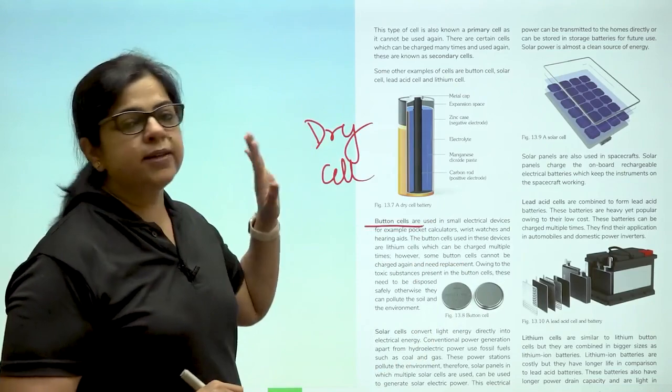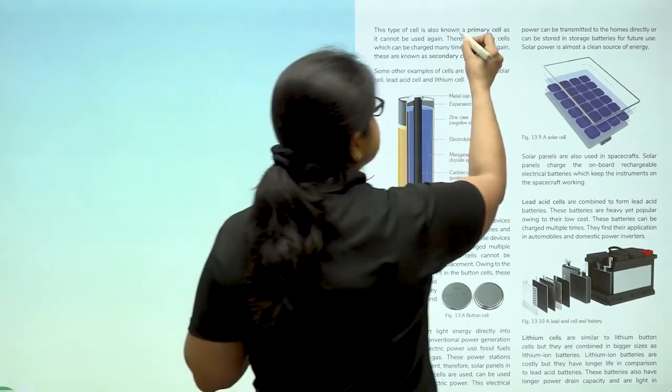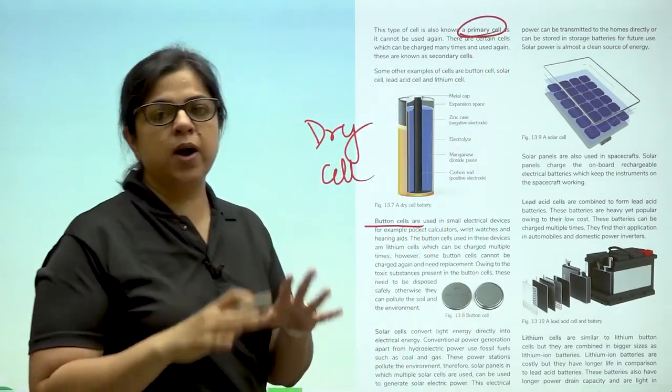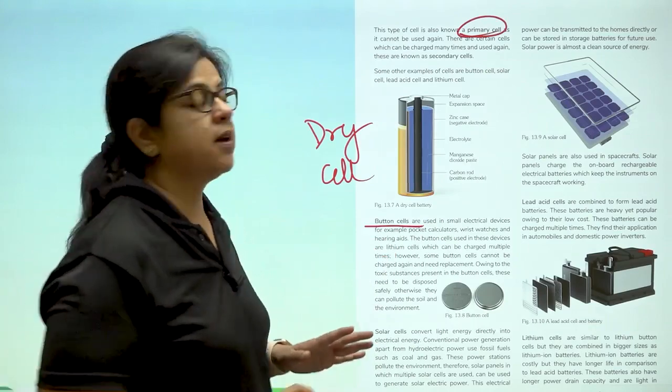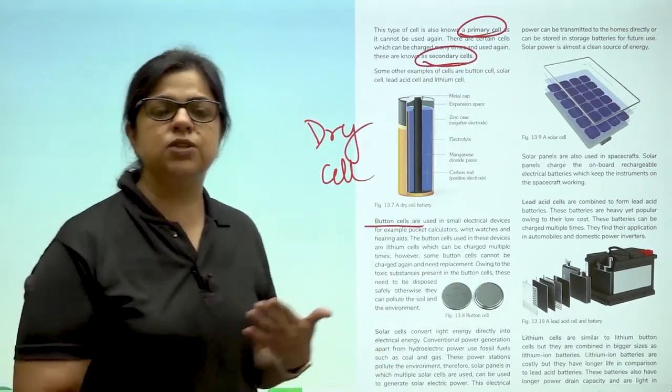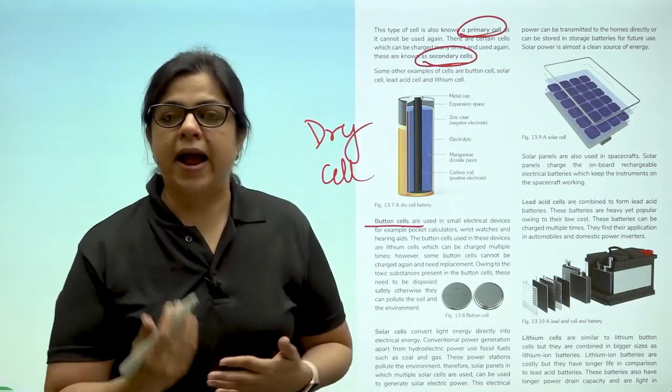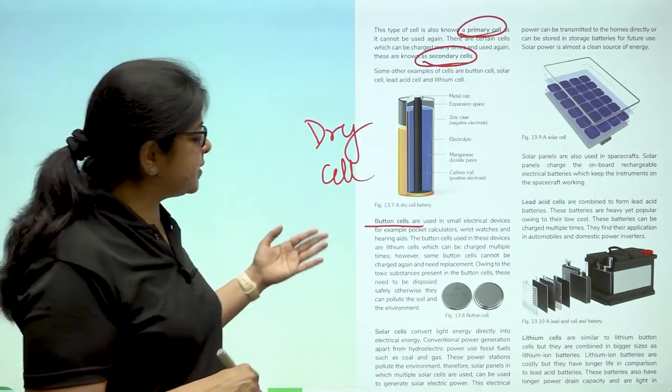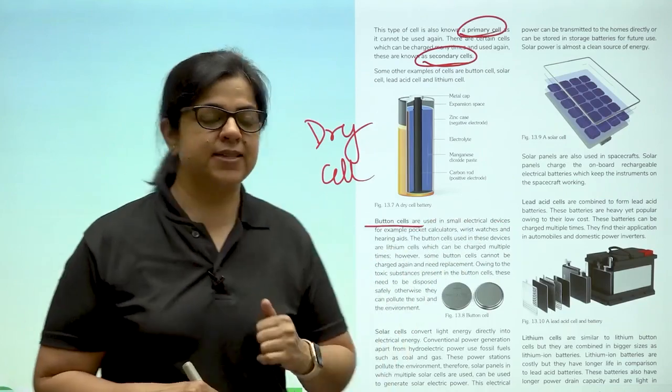Now, there are two kinds of cells. There are primary cells, which once finished can never be used again. Then there are secondary cells. These cells can be charged and recharged again and again and reused. Button cells are an example of secondary cells.